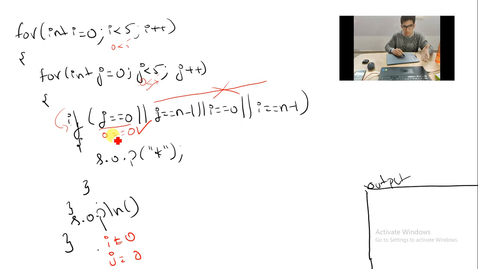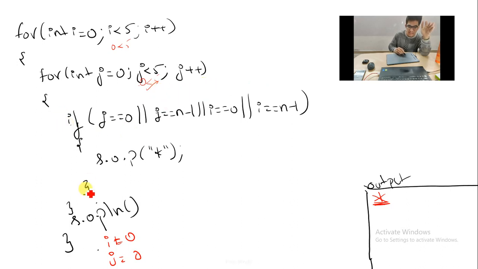This is true. If this is true, print star. Where will it be printed? Initially, the cursor will be in the top left corner. So the star will be printed there where the cursor is. Print star has happened, so I'll erase all this. Yes, so star is printed. Then what? After star is printed, there is a closing bracket of if, and then the closing bracket of the j loop.